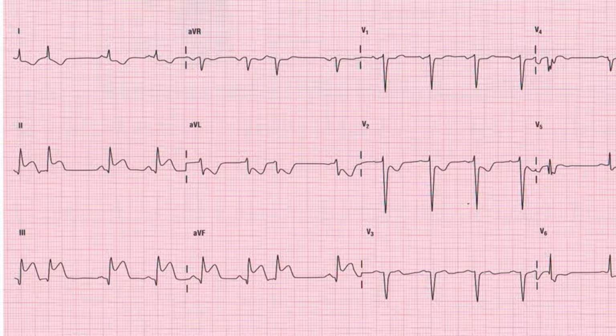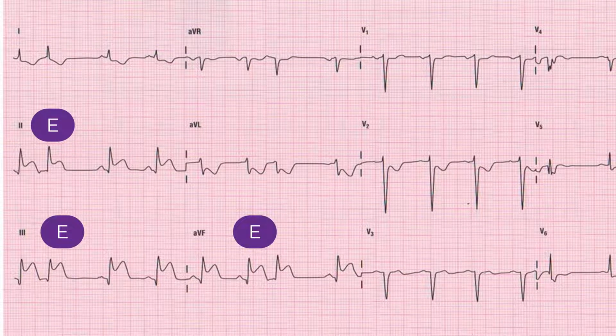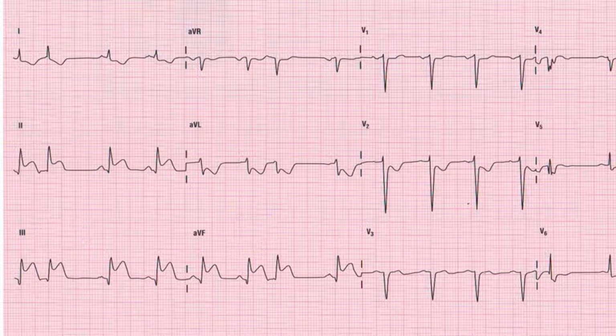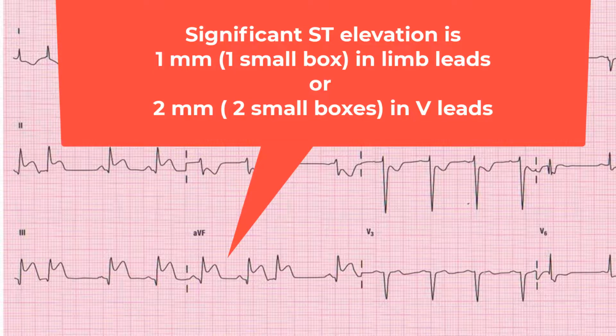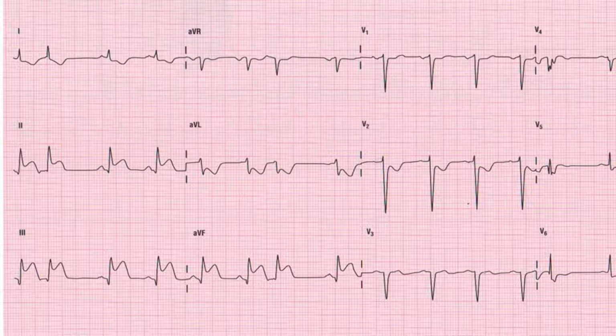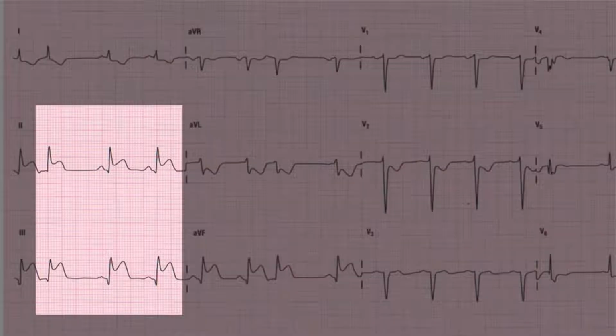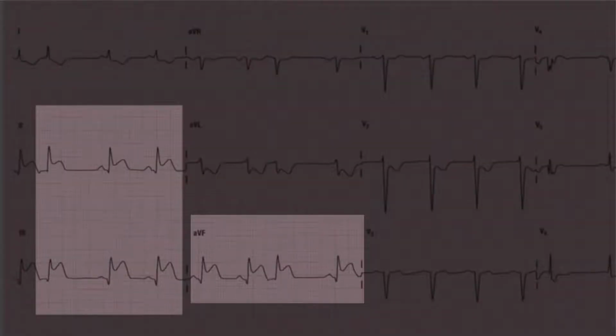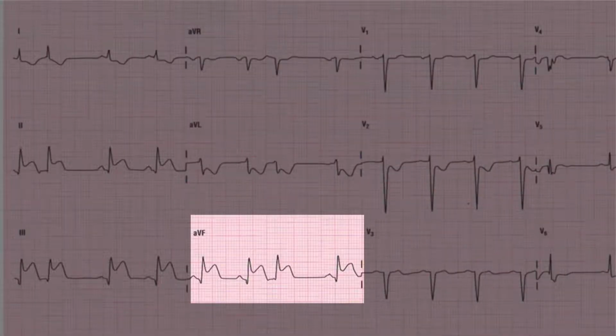So what we're going to do now is to mark all the leads that are elevated, and make sure that the elevation meets the criteria for diagnosing MI. Meaning, if the ST elevations are in the limb leads, it should be elevated by at least 1 millimeter. And if it's in the V leads, it should be elevated by at least 2 millimeters. So here, clearly, we see that the ST elevations are significant in lead 2, 3, and AVF.